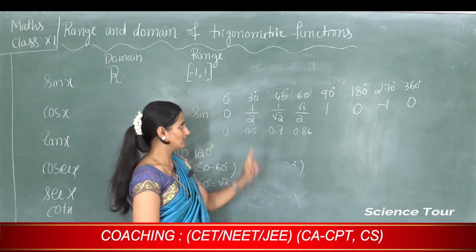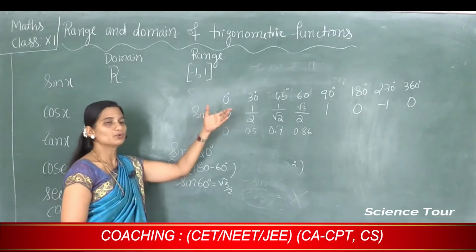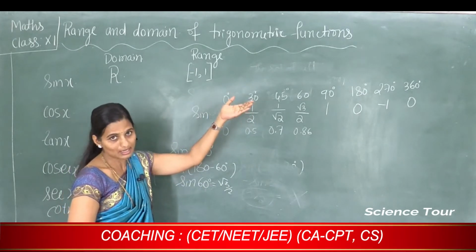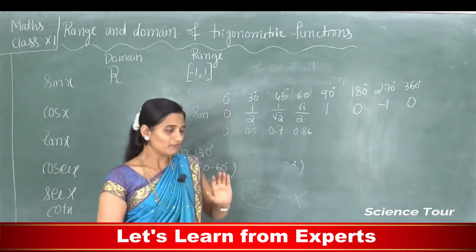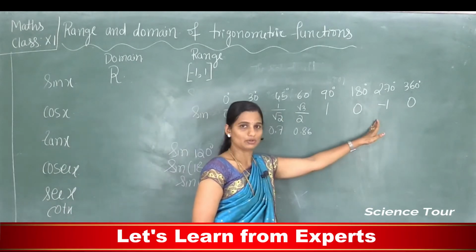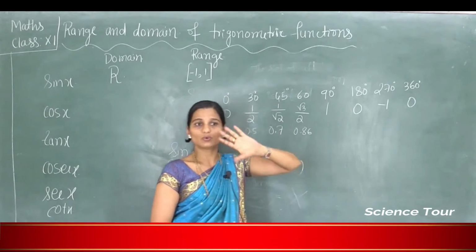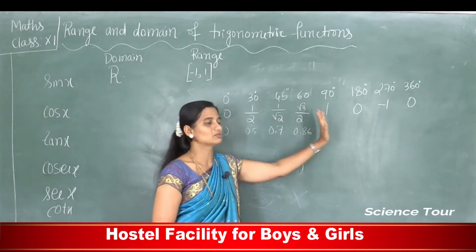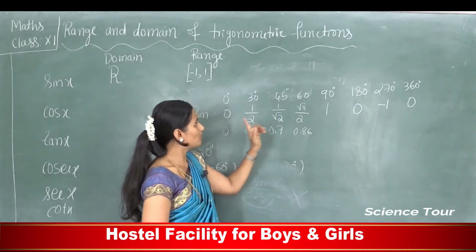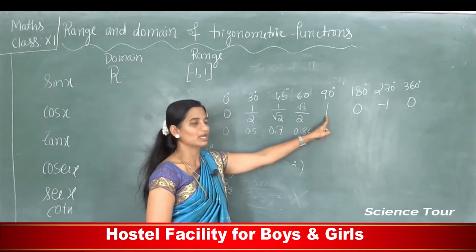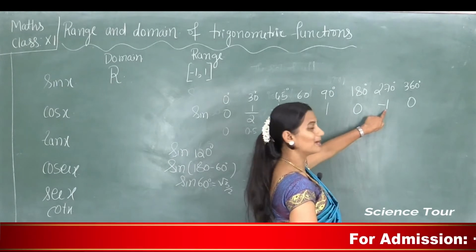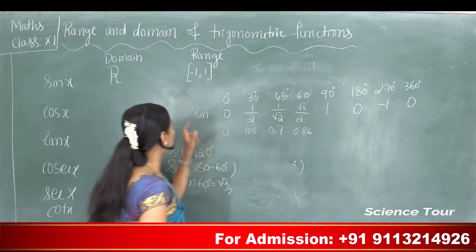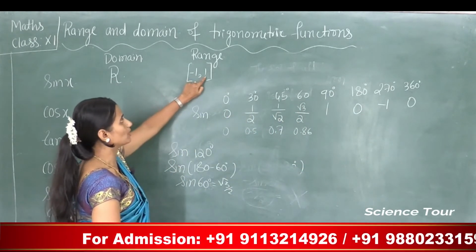Standard angles. Whatever angles are more than the standard angles, first we convert to the standard angle and write the values, and the sine values always stay within these values. In this, the maximum is 1, right? The maximum is 1 and the minimum point is -1. So that's why the range is -1 to 1.